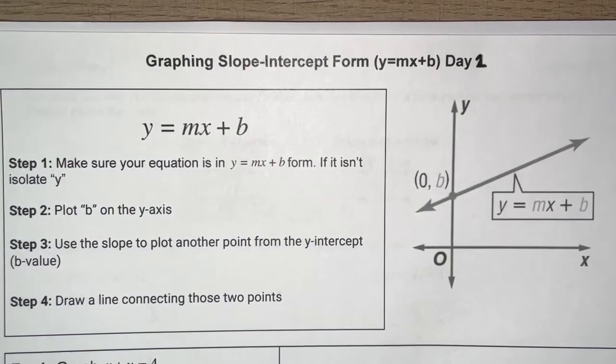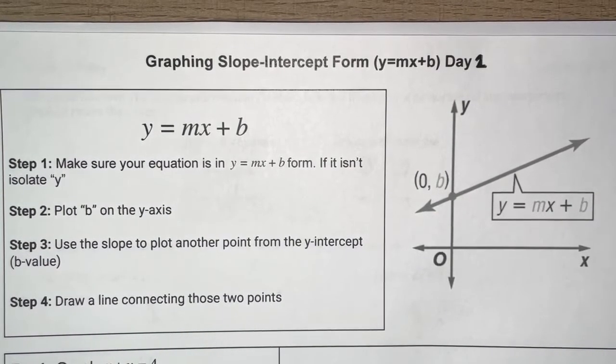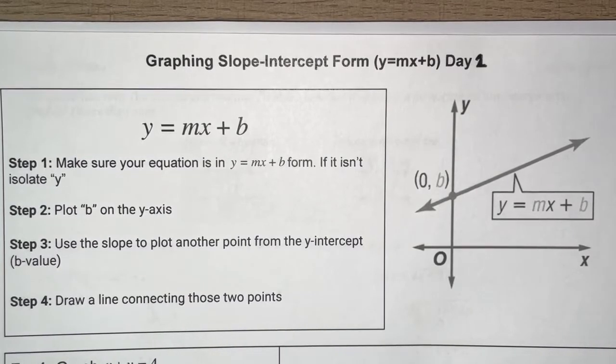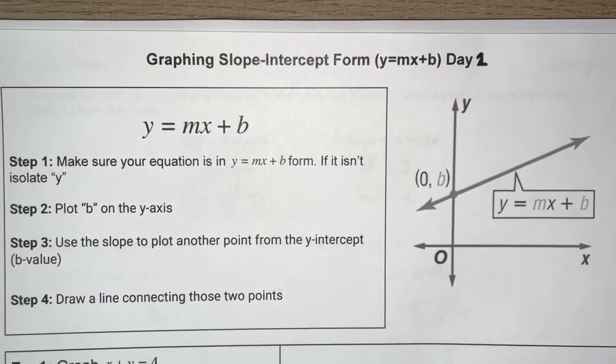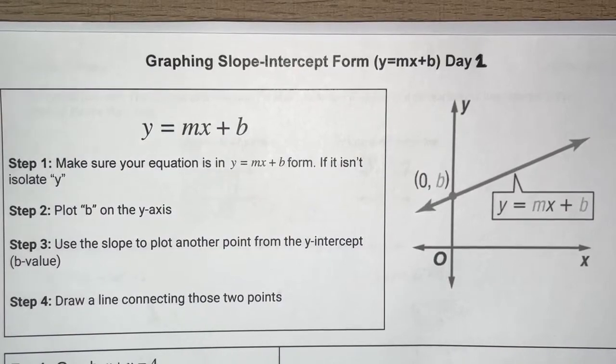So today's notes are graphing slope-intercept form, day 2. Just a reminder, slope-intercept form is y equals mx plus b. So take a second, pause the video, get the steps down at the top written down. This one does have an extra step because for today's notes, the equations that were given aren't already going to be given in the y equals mx plus b form.